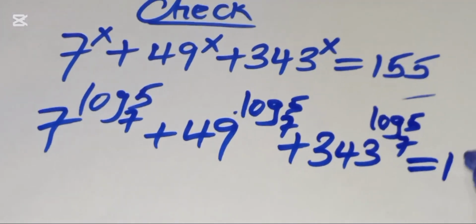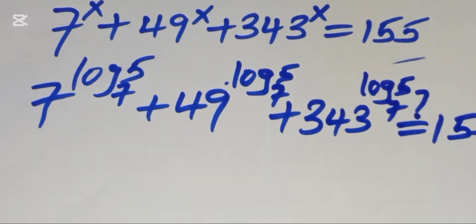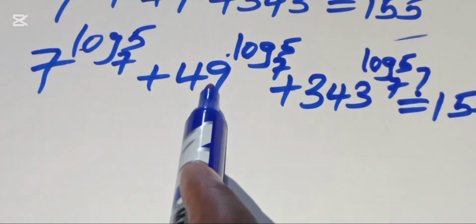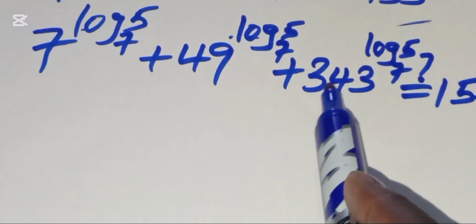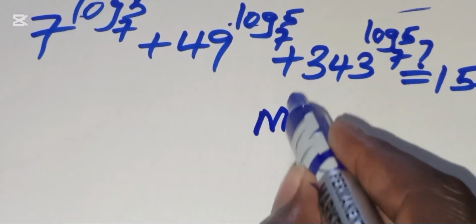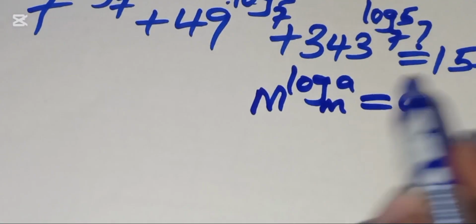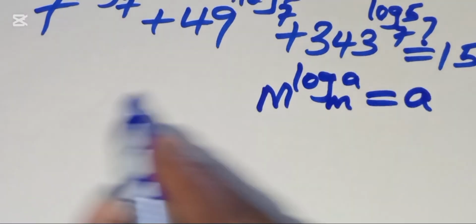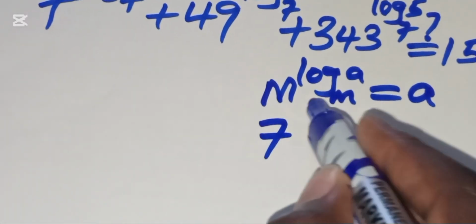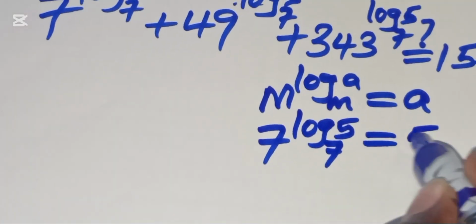Let's check if this is supposed to give us this value of 155. Now 7 raised to power log 5 to base 7, and 49 raised to the power log 5 to base 7, as well as 343 raised to the power log 5 to base 7, are in the form of m raised to the power log a to base m, which you can express as a. So let's apply this logarithm property, so that 7 raised to the power log 5 to base 7 is basically equal to 5.